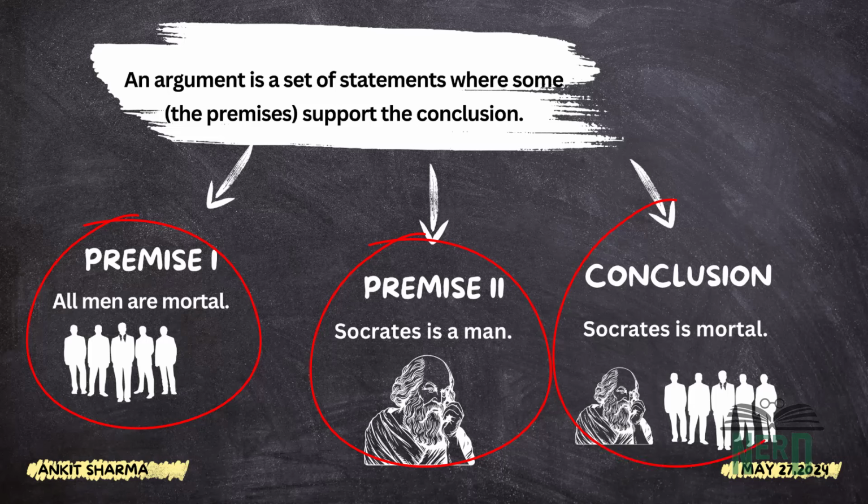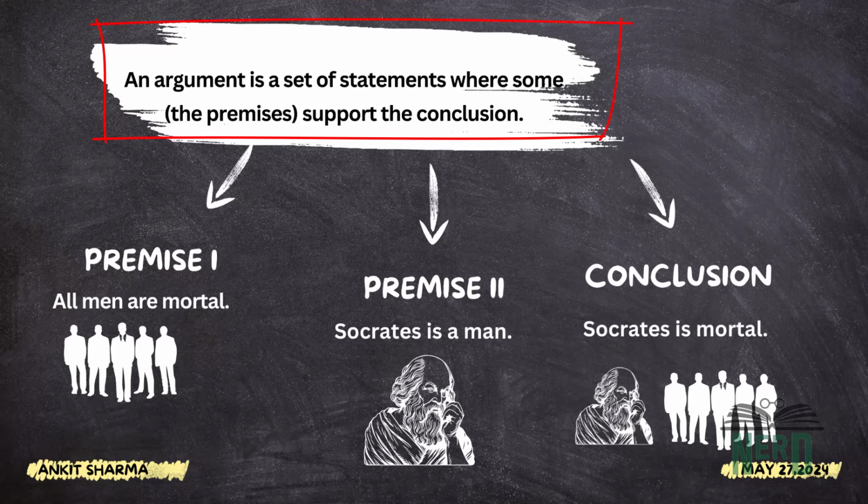Conclusion: Socrates is mortal. In this classic example, the first two statements give us the needed info, and from that, we conclude that Socrates, being a man, must be mortal. This whole process of using premises to reach a conclusion is what we call an argument. Each time you line up your facts, premises, and see what conclusion follows naturally. It's like following a recipe to see what you end up cooking.